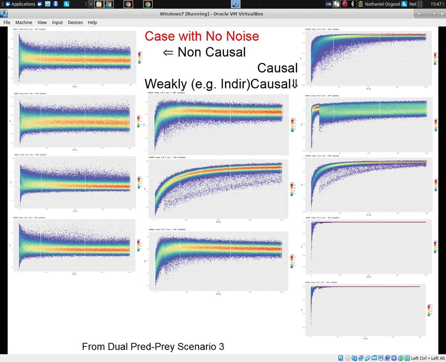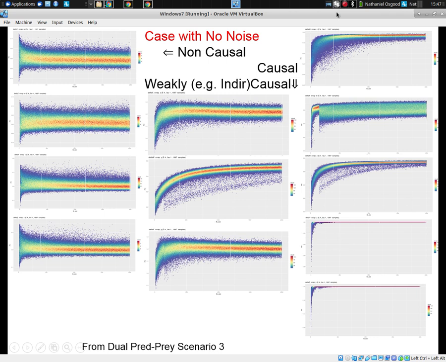Okay, here's a bunch of examples, and this one is affected by a bug in the R package we used. So these are non-causal. These are strong causal. These are causal here. And these are weakly or indirectly causal. Okay? Does Y influence X? And this is from a predator-prey model, okay?